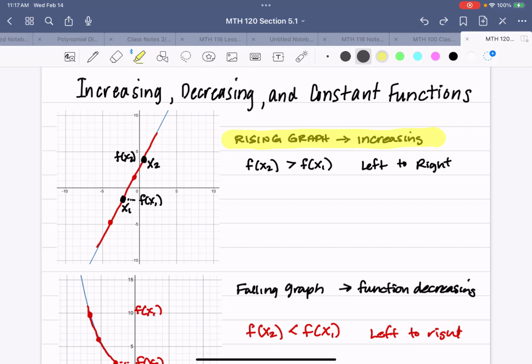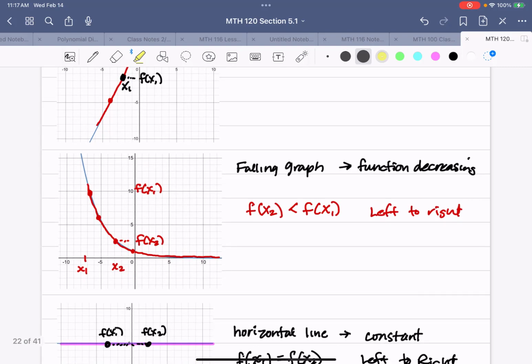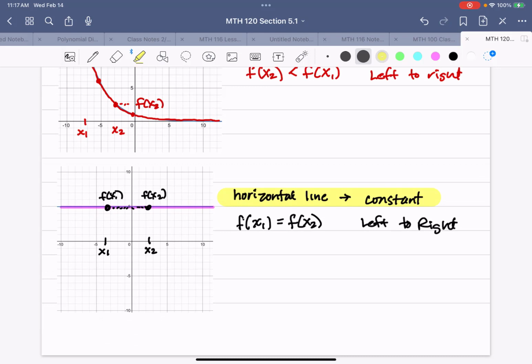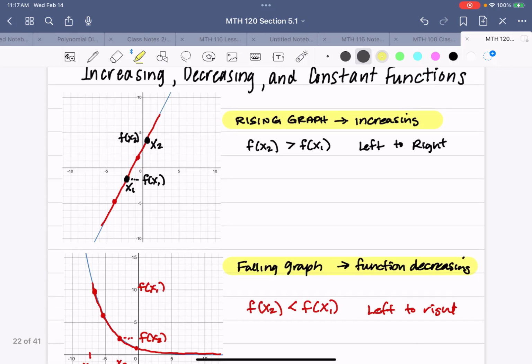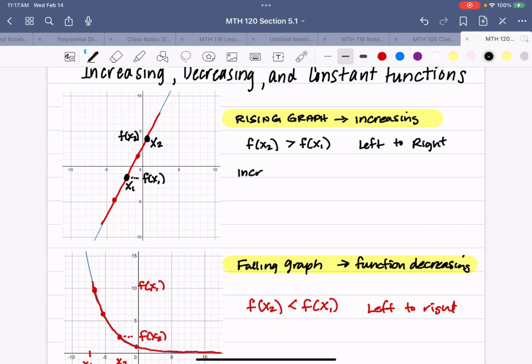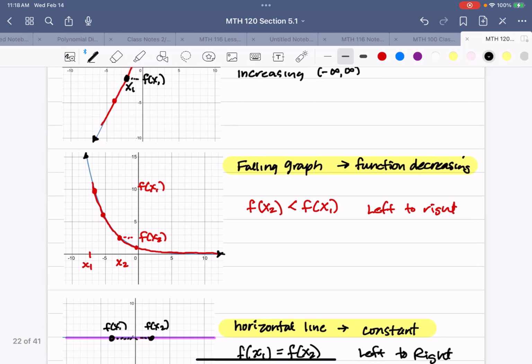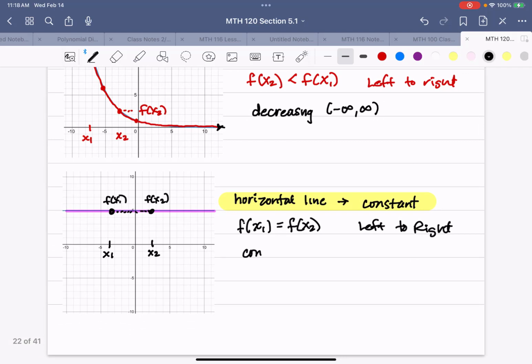So in summary, if the graph is rising, the function is increasing. If the graph is falling, the function is decreasing. And if the graph is a horizontal line, the function is constant. Now let's write the interval notation for each of these. This function is increasing from negative infinity to positive infinity. We always assume that unless we're told otherwise, these graphs continue forever in the direction that they're going. This function is decreasing from negative infinity to positive infinity. That's my interval notation. And this function is constant from negative infinity to positive infinity.